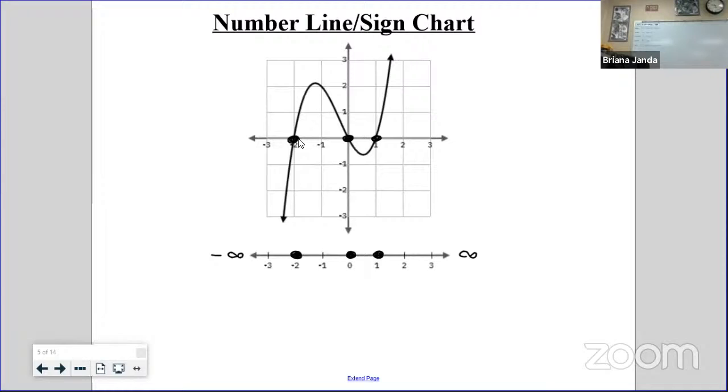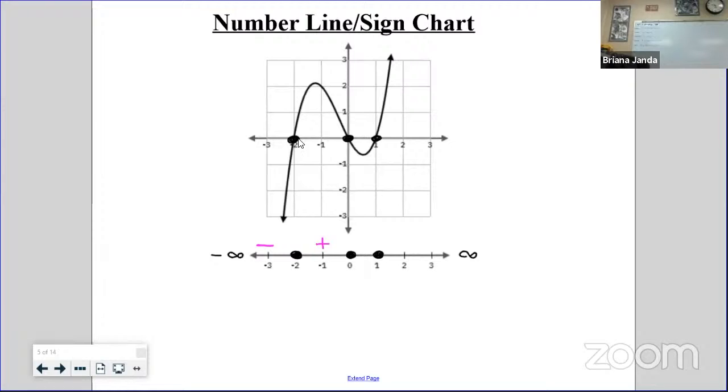Okay, but then what we'll see is it will tell us what the polynomial is doing in the sections between the dots. So between -infinity and -2, our graph is below the x-axis, and what you'll see happen on your sign chart is we will identify that as negative values for our polynomial. Between the zeros of -2 and 0, our graph is above the x-axis, and that will show up on our sign chart as positive values for our polynomial.